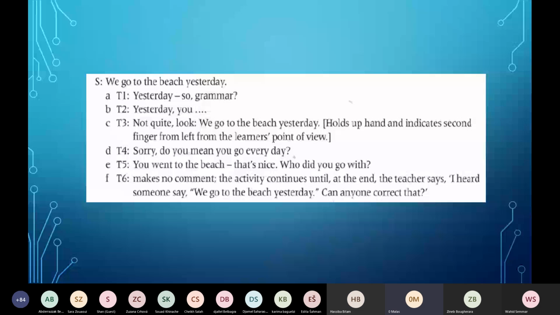Yes, I think E is the best choice, and also I think B is good because you can draw the student's attention to his own mistake, and he might consider his mistake and correct it by himself.